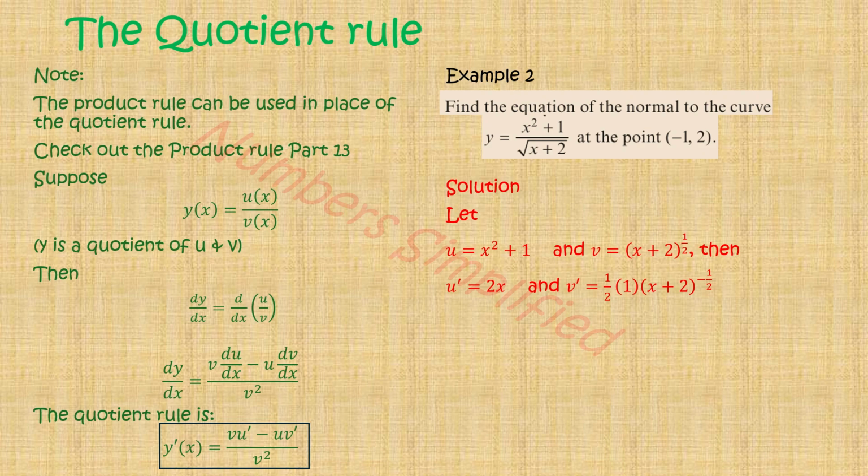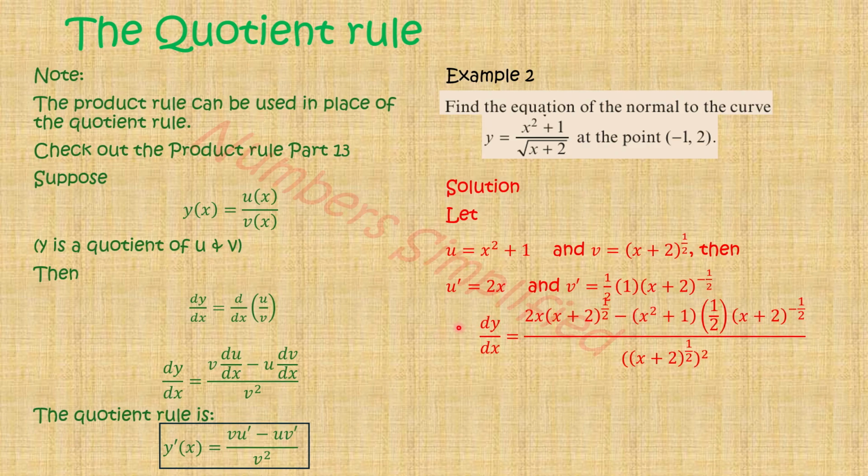And the v prime becomes half times 1 times x plus 2 raised to the power minus a half. Now, we have the formula on the left-hand side. So wherever we have u, v, u prime, and v prime, we simply substitute into that formula. So it is important to recall that formula, to always have that formula. So now with that, we have that.